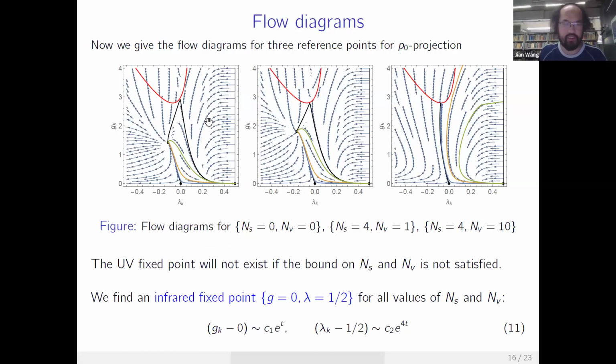So we can see that for the pure gravity case, and the gravity-matter case with 4 scalar fields and 1 vector field, they are UV complete. But for the case above the bound, we don't have the UV fixed point and they are not UV complete. Our RG flow will go to infinity, or they will end on the singularity of the beta function.